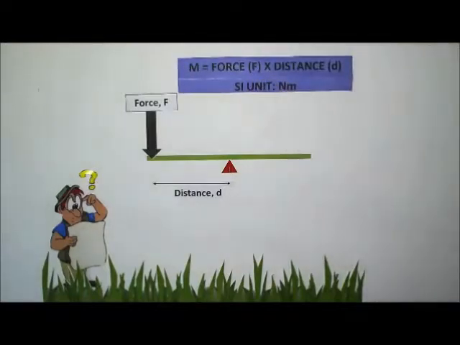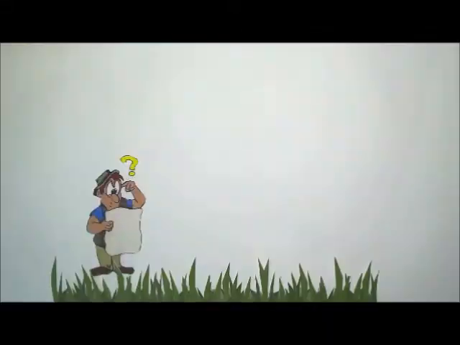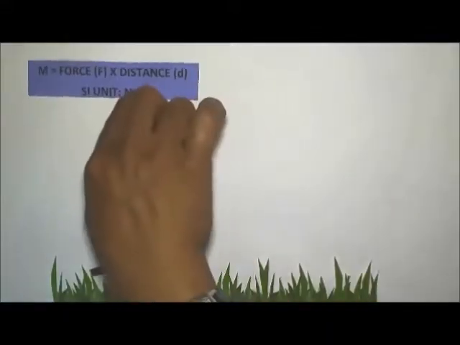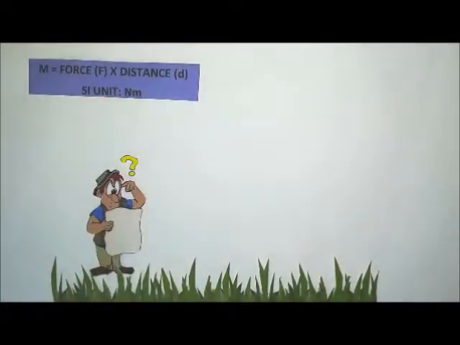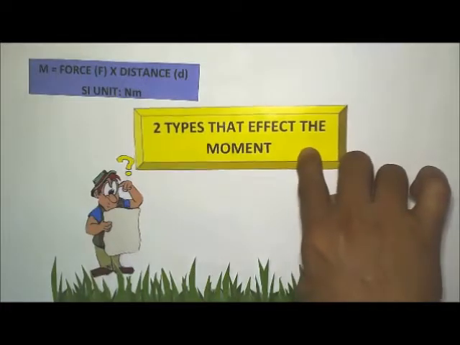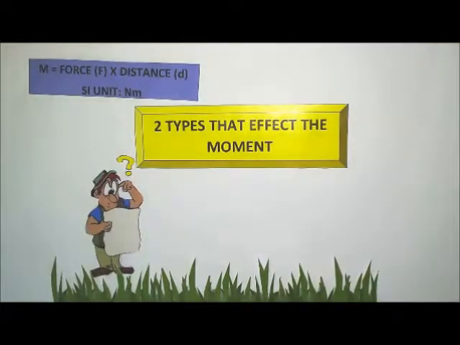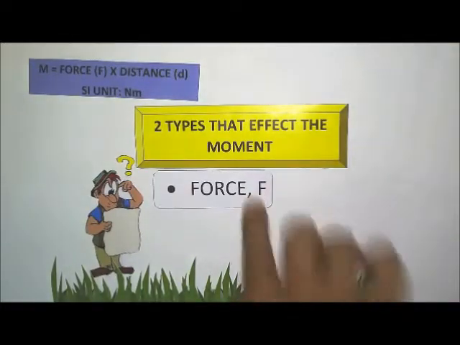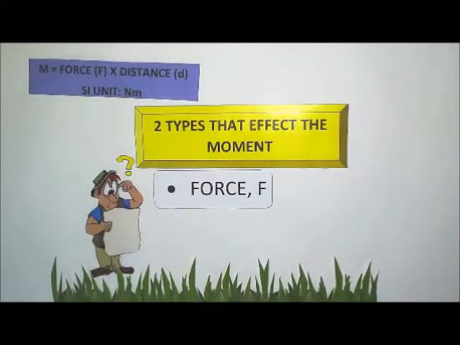The formula of moment is force times distance, and the SI unit is Newton meter. There are two factors that affect the moment, that is force and distance.